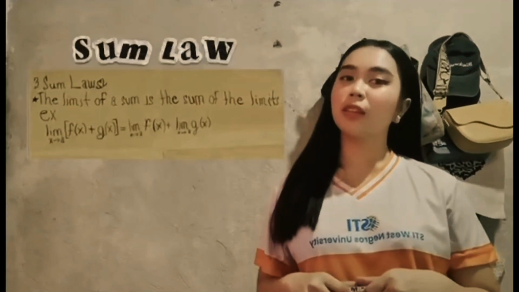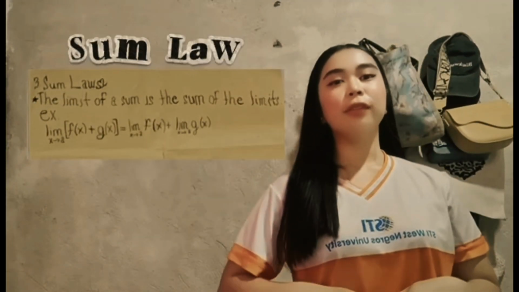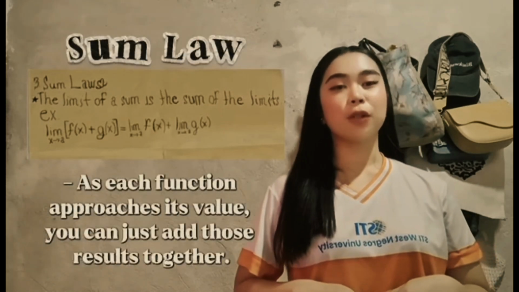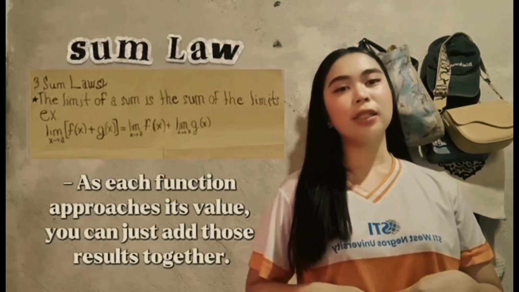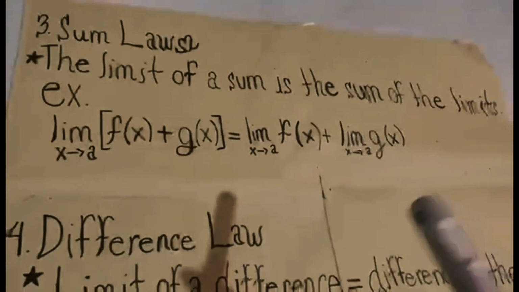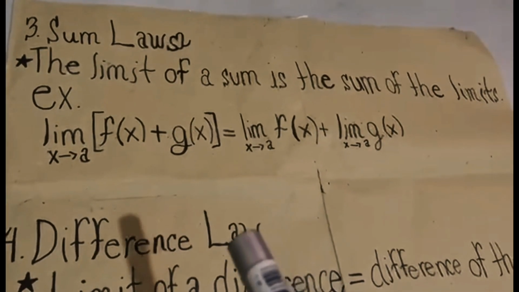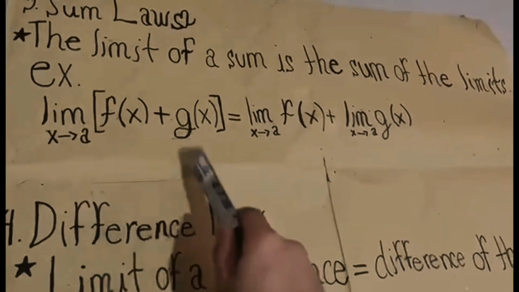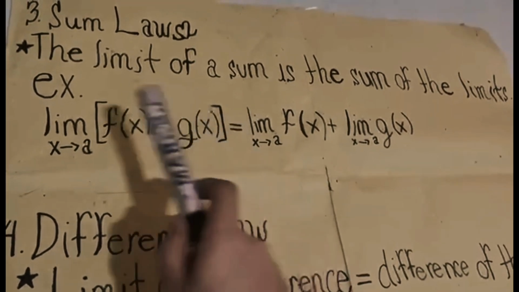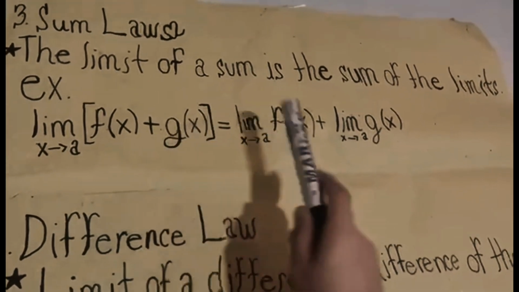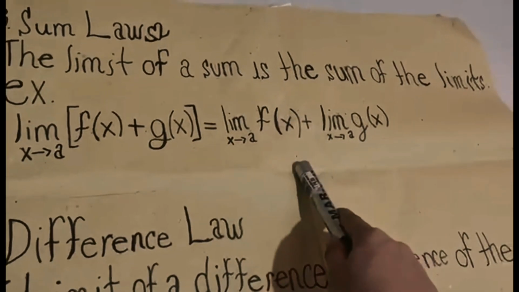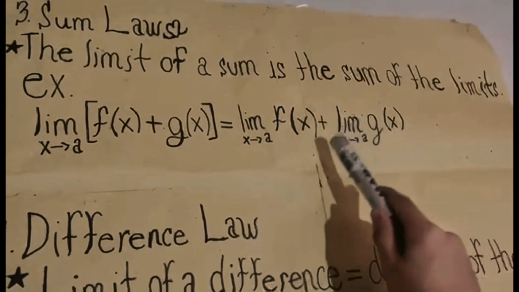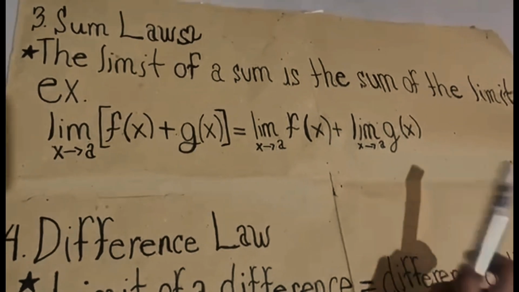Next, we have the sum law. The limit of a sum is the sum of the limits. As each function approaches its value, you can just add those results together. So for this law, we need to apply the operation addition. For example, the limit of f of x plus g of x as x approaches a equals the limit of f of x as x approaches a plus the limit of g of x as x approaches a.